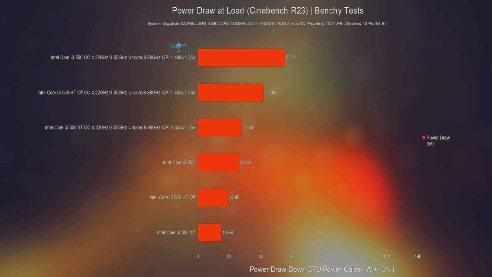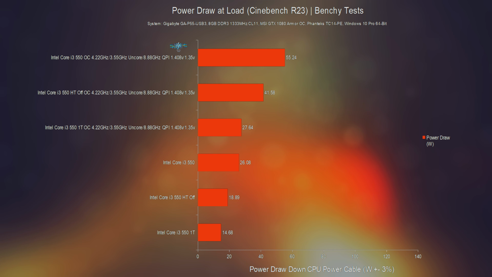although the non-hyperthreaded power draw shoots up by 120.12% over stock to 41.58 watts plus or minus 3%, which is 59.43% more power than the stock i3 550 pulls, despite the overclocked non-hyperthreaded i3 550 only scoring 0.7% more.